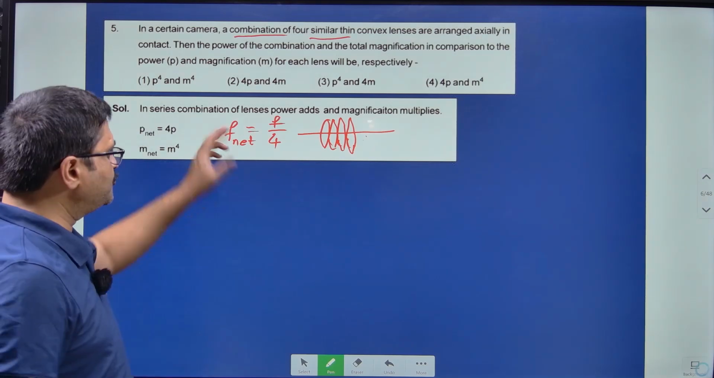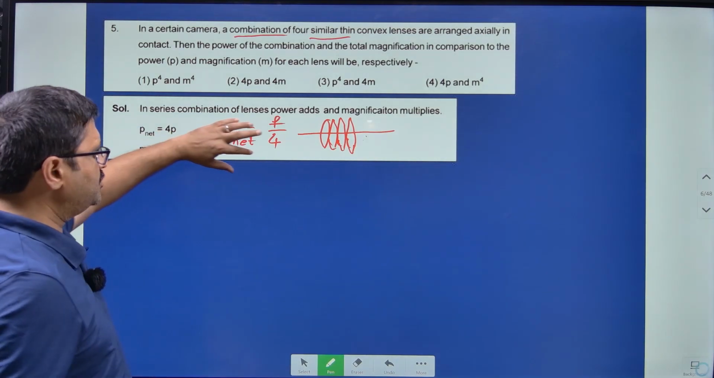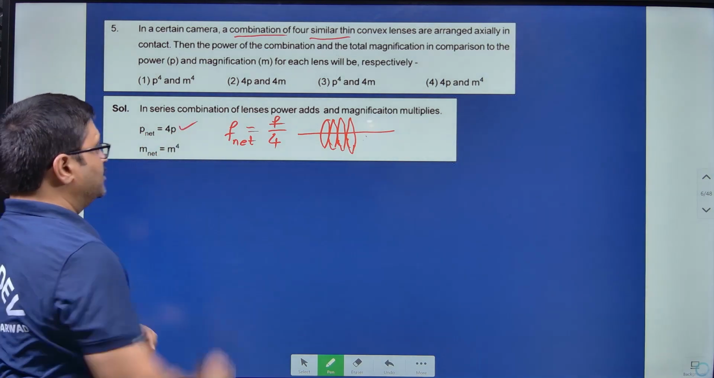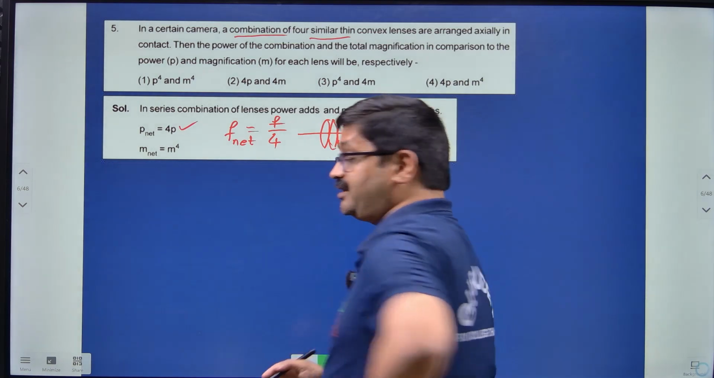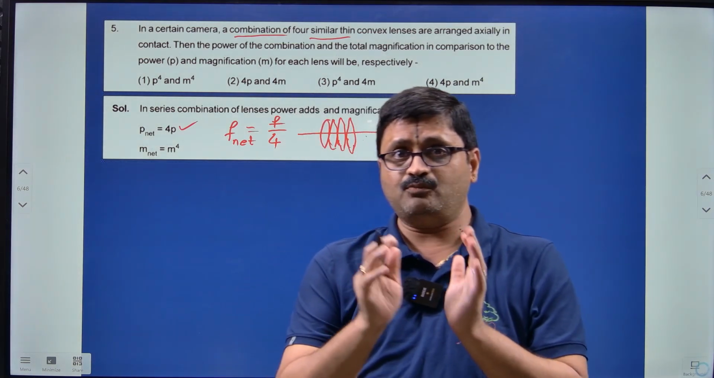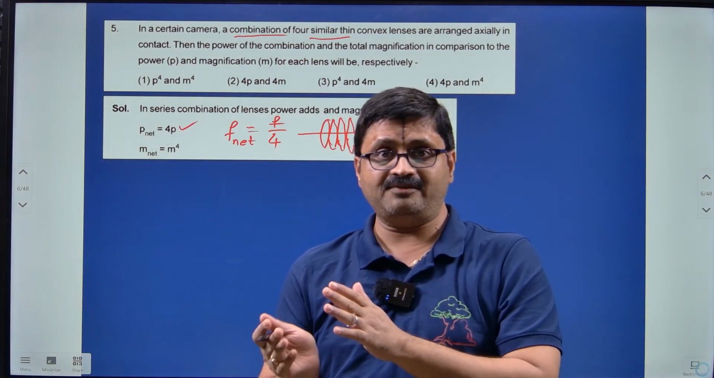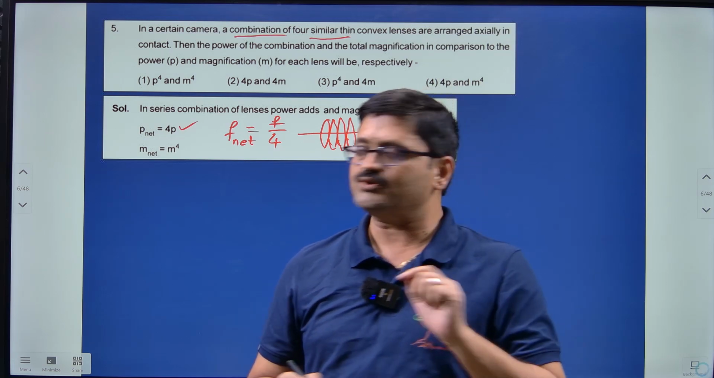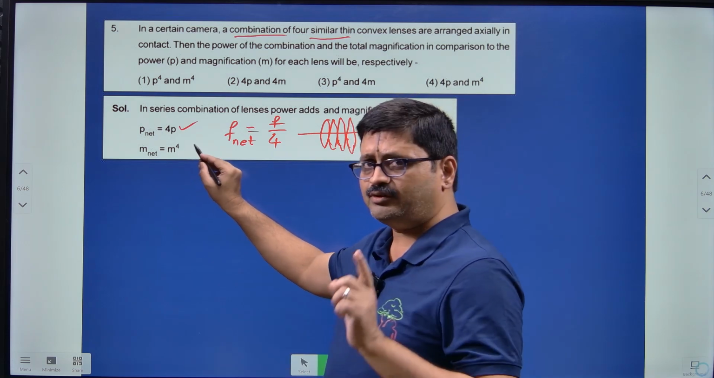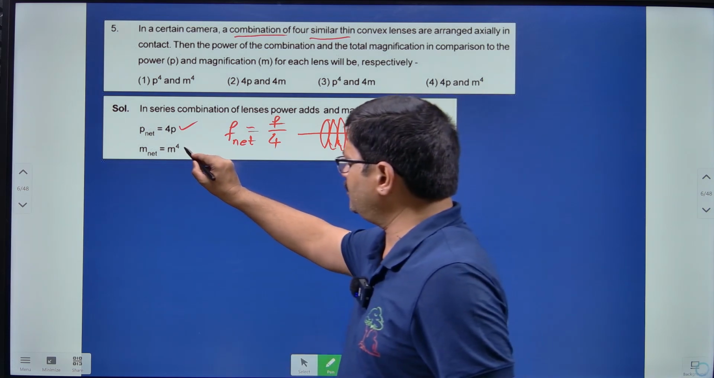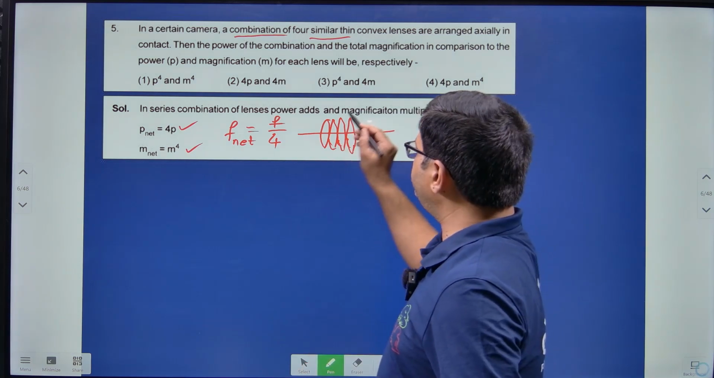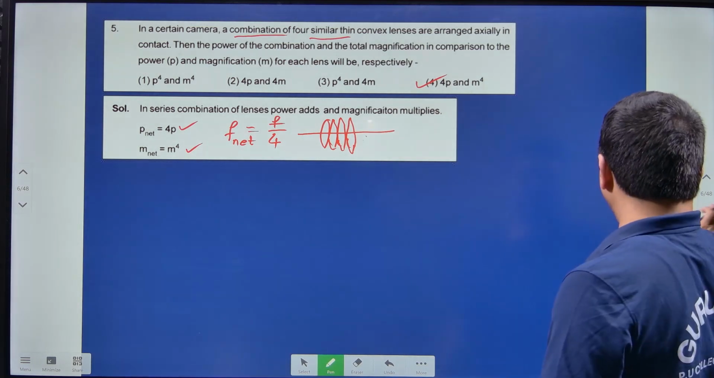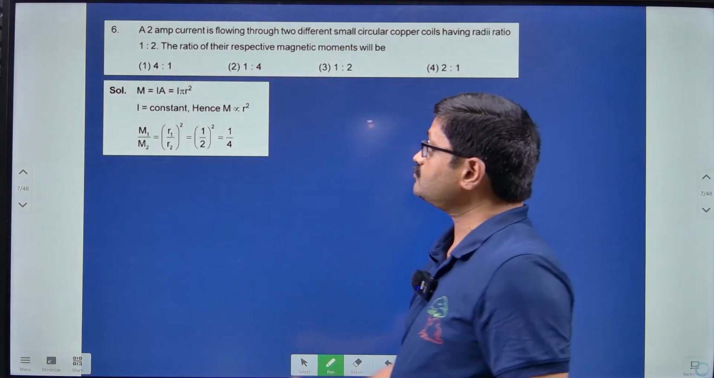Okay. F net is F by 4. Correct. 1 by F net is 4 by F. Suppose if I write, then it should be what? 1 by F is what? Power. So hence net power should be 4P, and magnification concept we know, magnification of combination of lenses. Suppose M1 is magnification of first lens, M2 is magnification of second lens, then what is the equivalent magnification? M1 into M2, right? So likewise, we have M into M into M into M. 4 times you multiply, you will get M to the power 4. So hence 4P and M to the power 4. So this is option 4. Then moving on to sixth question.